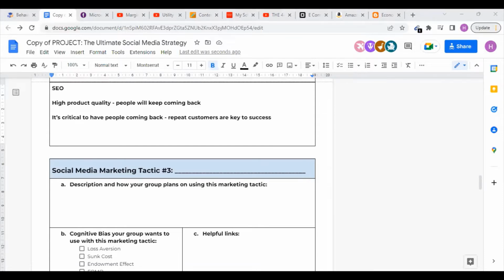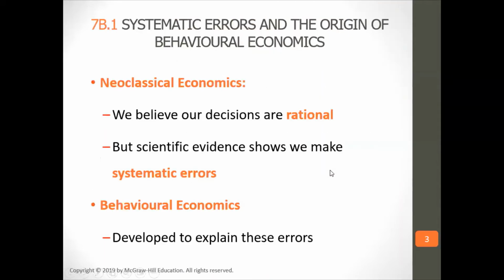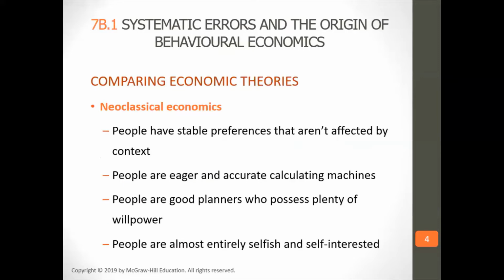So we'll start our next PowerPoint here. We'll go through behavioral economics. Neoclassical economics says our decisions are rational, but we make a lot of systematic errors. Behavioral economics was developed to explain these errors. Neoclassical economics focuses on people having stable preferences that aren't affected by context. People are eager and accurate calculating machines. People are good planners that possess plenty of willpower, and people are almost entirely selfish and self-interested.